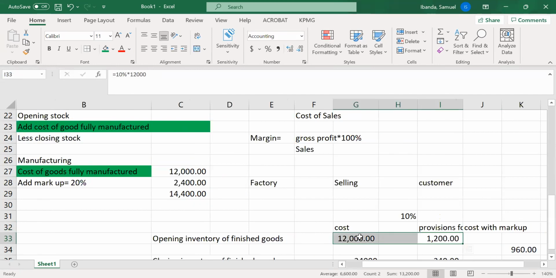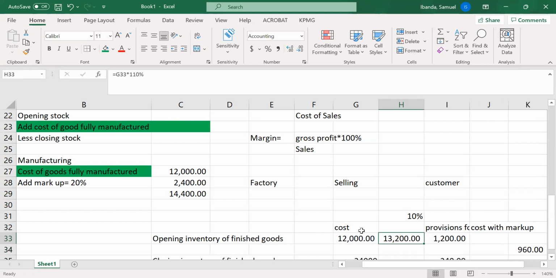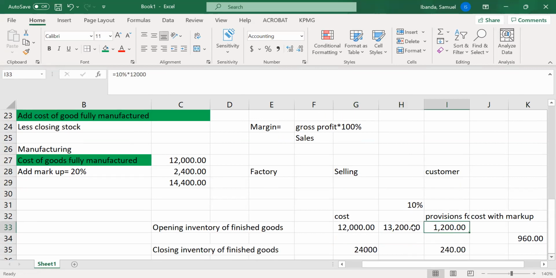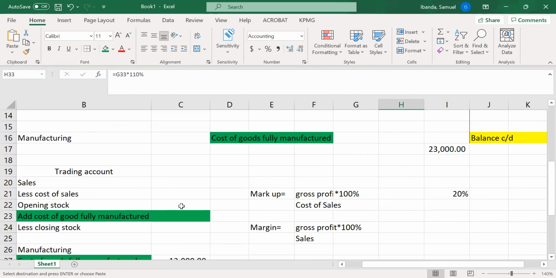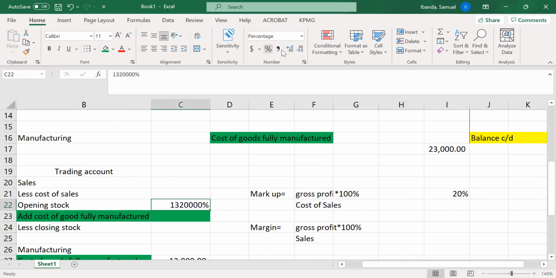Sometimes somebody can just get this figure and multiply it by, let's say if the markup is 10%, they can just multiply it by 110. So 110% would definitely get you to 13,200, which is the same thing as somebody who would have added 12,000 plus this, they would still get the same thing. So it would be the same thing here. So if I was to take, I would take this right here as my opening inventory. That is what I will take.